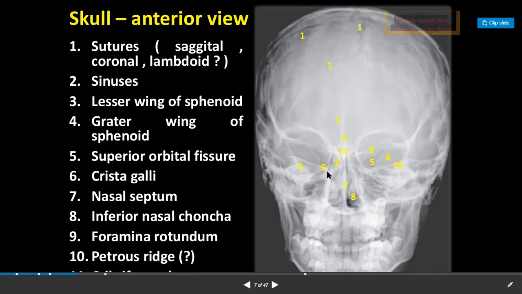Foramen rotundum is too, I think, which you can ignore. Petrous ridge and the other details we need not know. You can ignore those. This is the bridge of the nose where we have the nasal septum.